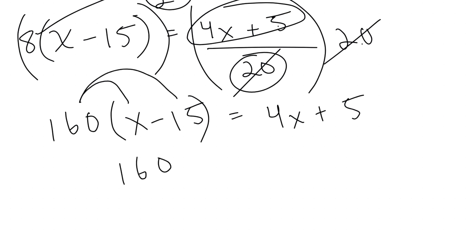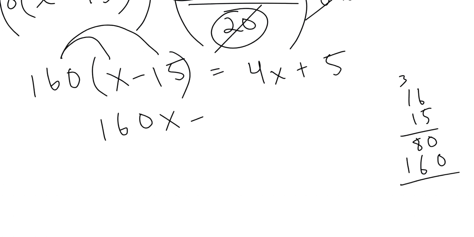160x minus, well, what's 160 times 15? That's the same as 16 times 15, but with a 0. So 6 times 5, 30. 1 times 5 plus 3 is 8. Add a 0. Then 6 times 1 is 6. 1 times 1 is 1. Let's add these. So 240, but remember, we're doing 160 times 15, so it's going to be 2,400. So 2,400 equals 4x plus 5.